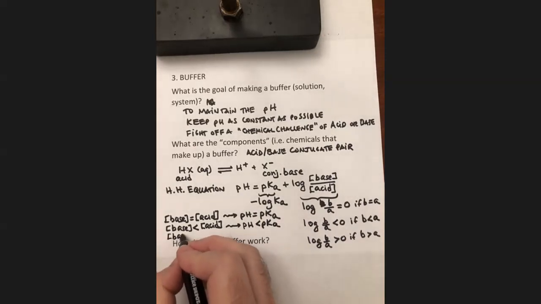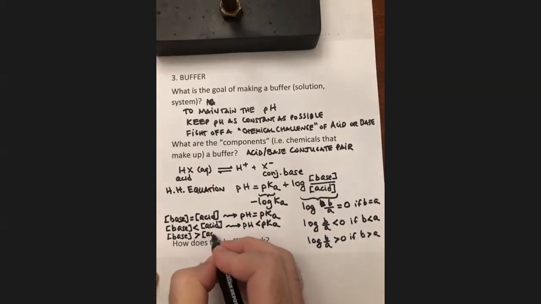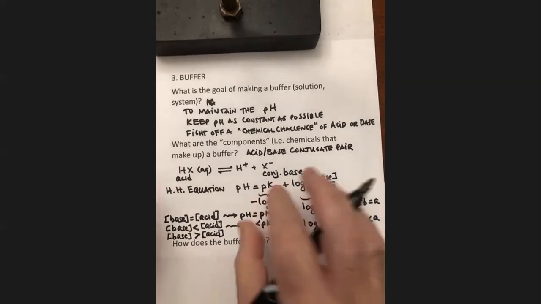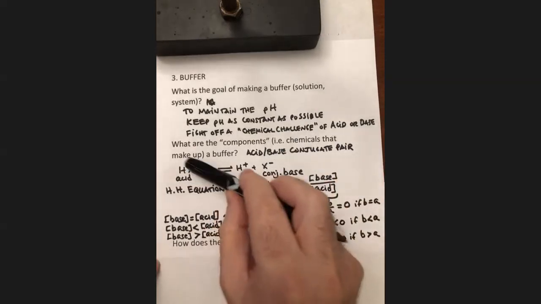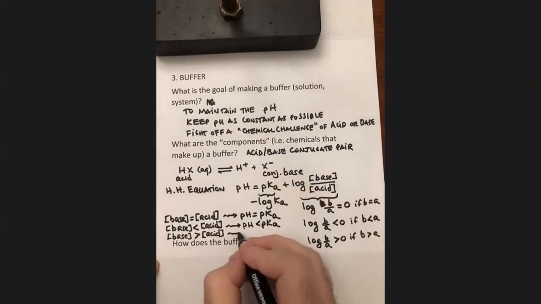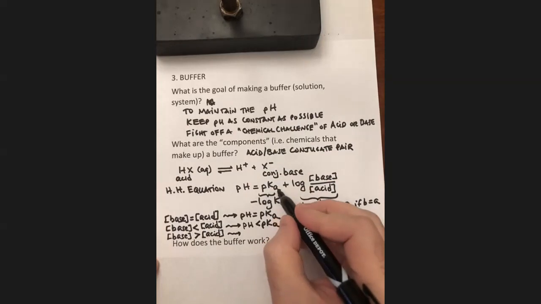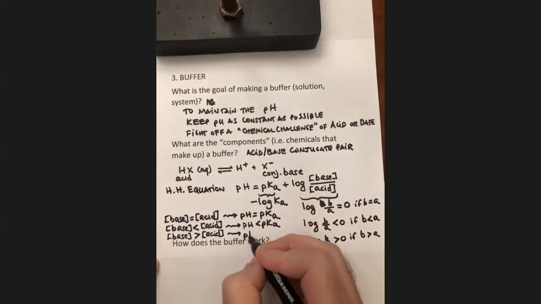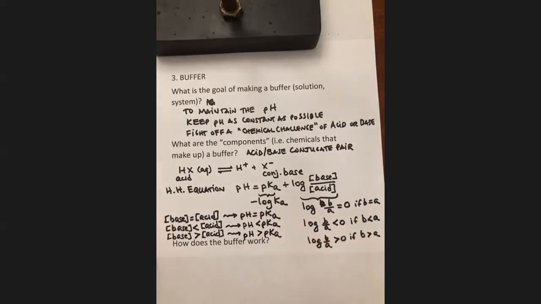If the concentration of base is bigger than the concentration of acid, in other words, if I set up my system so that the molarity of this one is bigger than the molarity of that one, then this term is going to be positive. So it's going to be pKa plus something. So the pH is going to be greater than the pKa. So that tells me something.